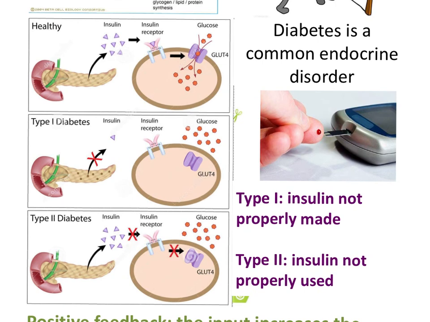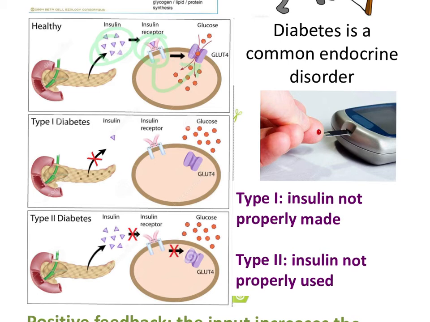Diabetes is a disruption of glucose, meaning a disruption usually of insulin. There's two different types of diabetes here. There's also a third type, which has to do with pregnancy. But essentially in a healthy cell, insulin should bind, and insulin should allow glucose to enter the cell.